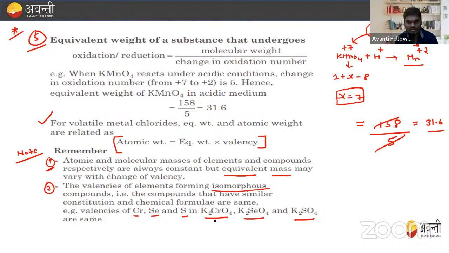For example, here chromium has the oxidation state +6, selenium also has +6, and sulfur also has +6. So they have the same oxidation state. So these two points are very important. Always remember what an isomorphous compound is. Is this clear to you?